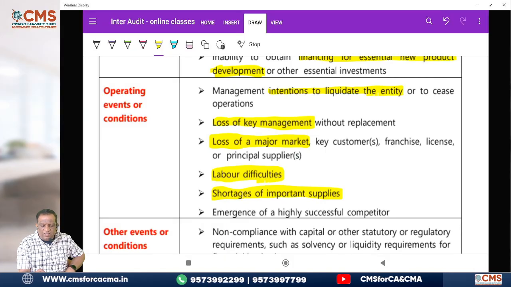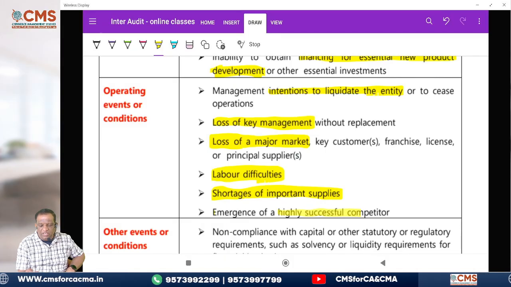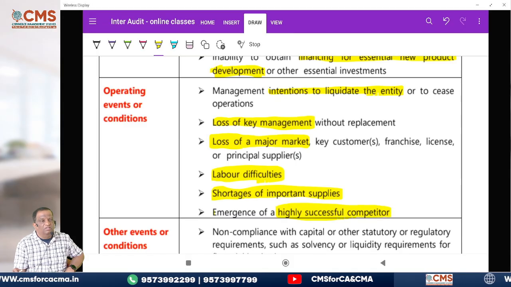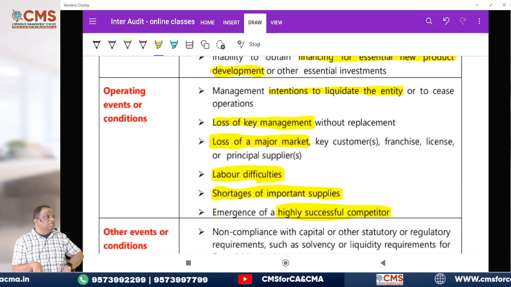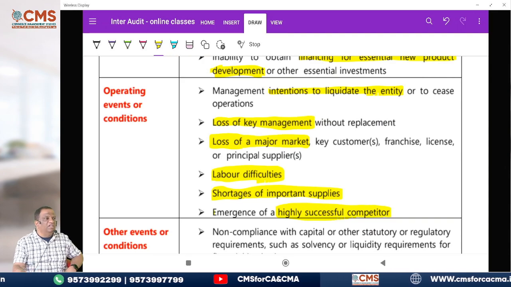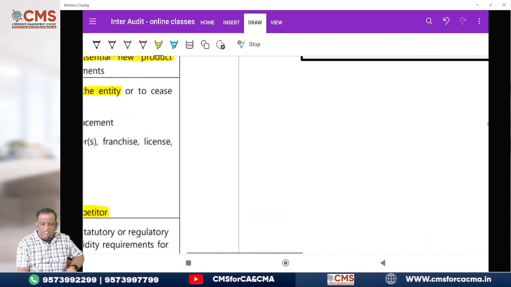And emergence of a highly successful competitor. That is, you are doing good, but a very tough competitor has come up and he is grabbing all your business. So these are all operating indicators. And the question that is asked is also that only.